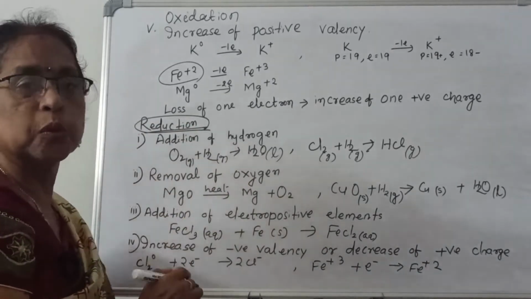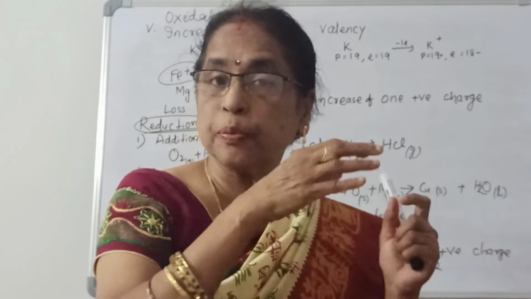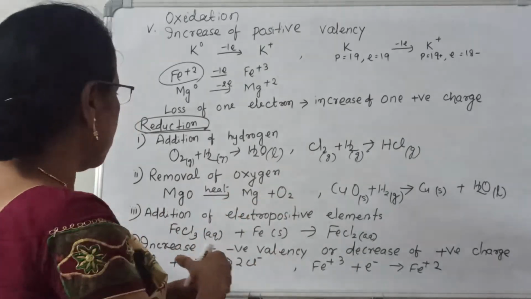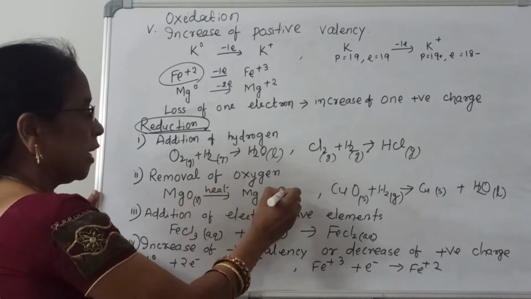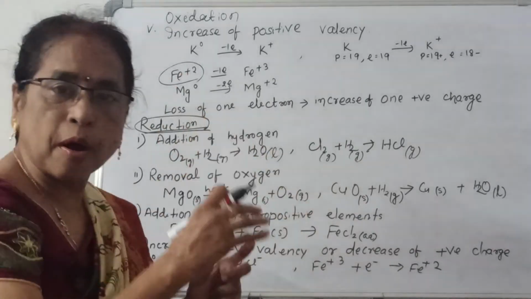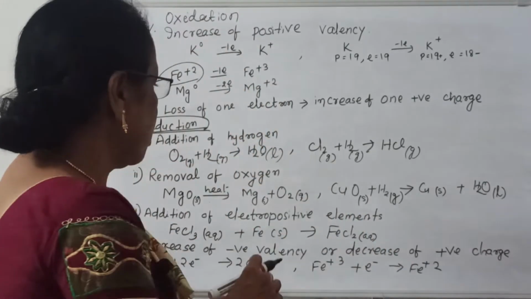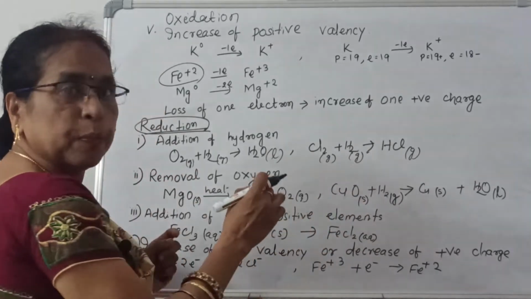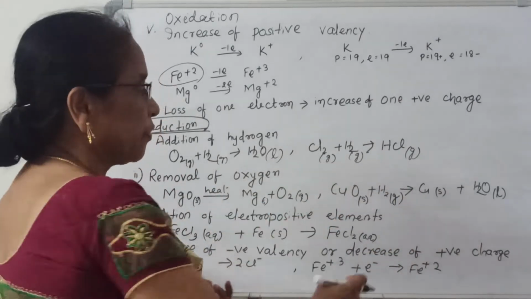The next point is removal of oxygen. That means oxygen should be removed from the main substrate. Now see magnesium oxide, the formula MgO. When you heat it, it gives magnesium solid, and it is also solid, it gives oxygen gas. What does this mean? Oxygen is removed from the magnesium oxide. Similarly, oxygen is removed in the second reaction: CuO, cupric oxide, and hydrogen in gas form gives copper solid and water liquid.